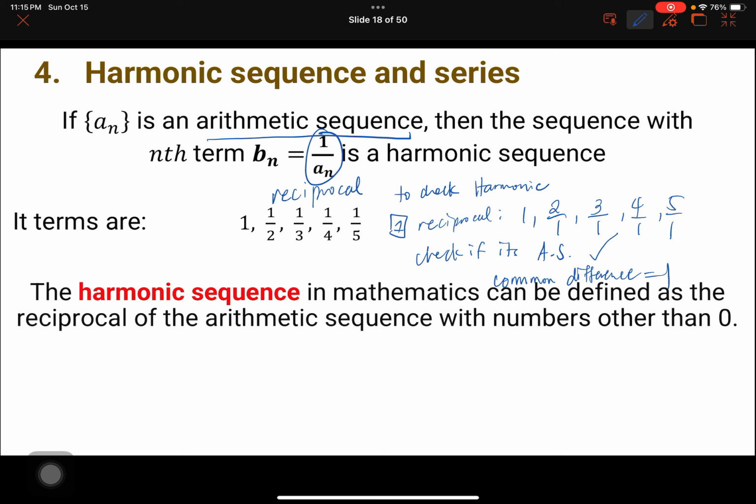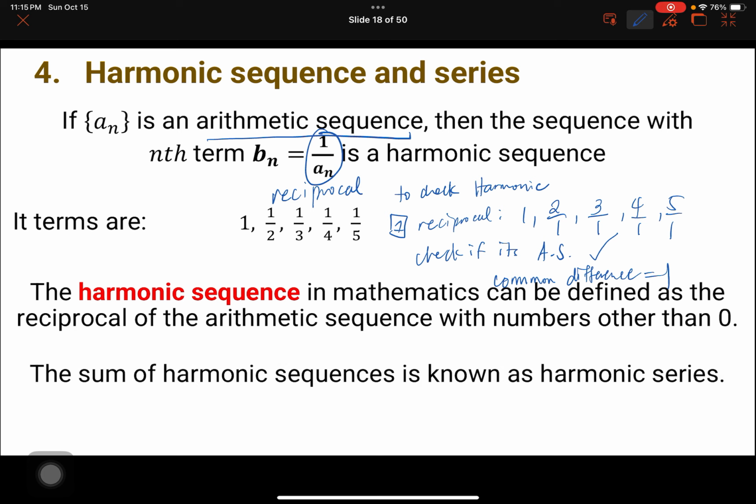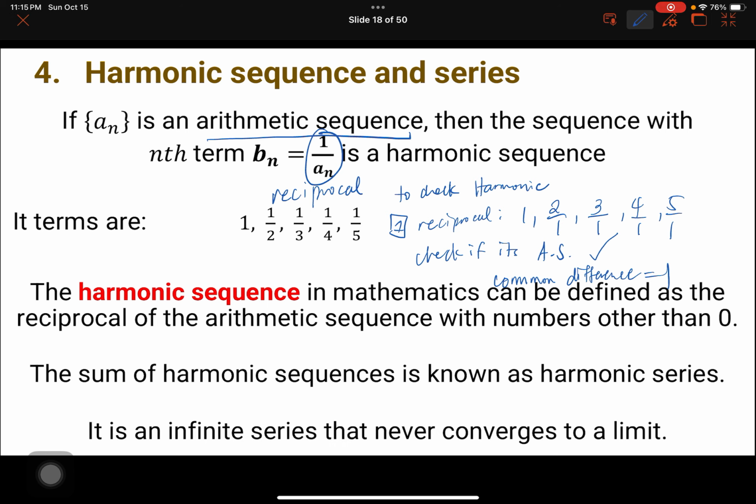Okay? So the harmonic sequence in mathematics can be defined as the reciprocal of an arithmetic sequence with numbers other than 0. Then the sum of harmonic sequence also is known as harmonic series, and it is an infinite series that never converges to a limit. So this converges to a limit will be discussed in your basic calculus. So now we already reviewed the 4 types of sequence and series.